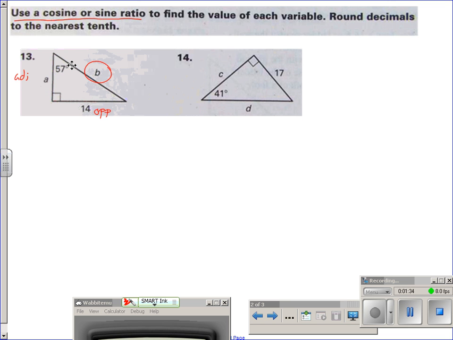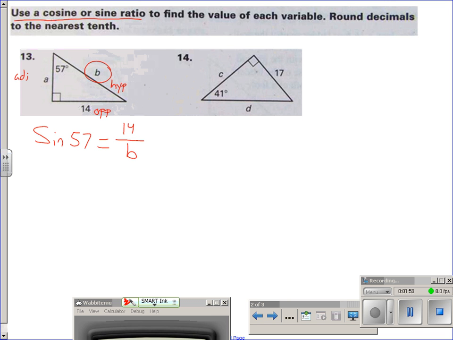All right, we still know our 57 degrees. The 14 is still the opposite. B is the hypotenuse. So the trig function that related the opposite leg to the hypotenuse, that was our sine function. So it still works the same way. Sine of 57 degrees. The sine ratio is the opposite, which is 14, over the hypotenuse, which is B.